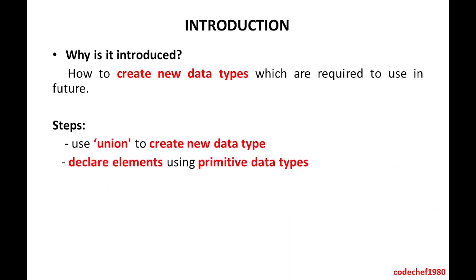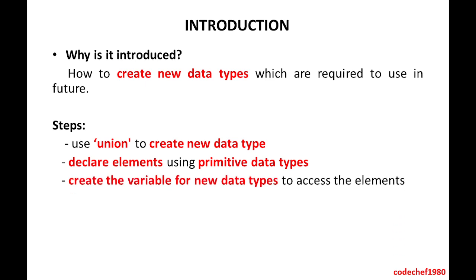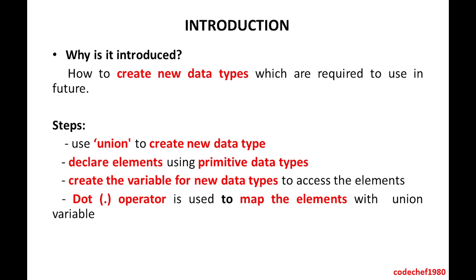The steps to be used for making this data type using the union are discussed here. Very first, we go with the union keyword to create the new data type. Afterwards, we declare the elements of the union by using the primitive data types. Afterwards, we can create the variable for the union data type, so that it can be used to access the elements given in the scope. Then the dot operator, which is used to connect the elements of the union with the union variable.